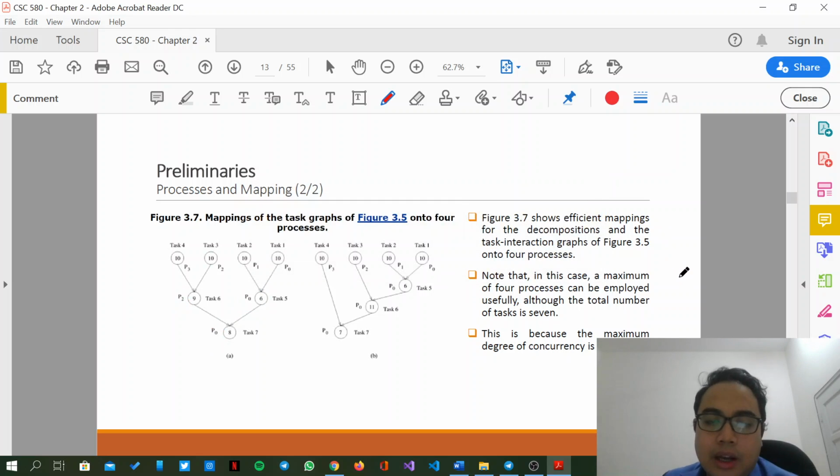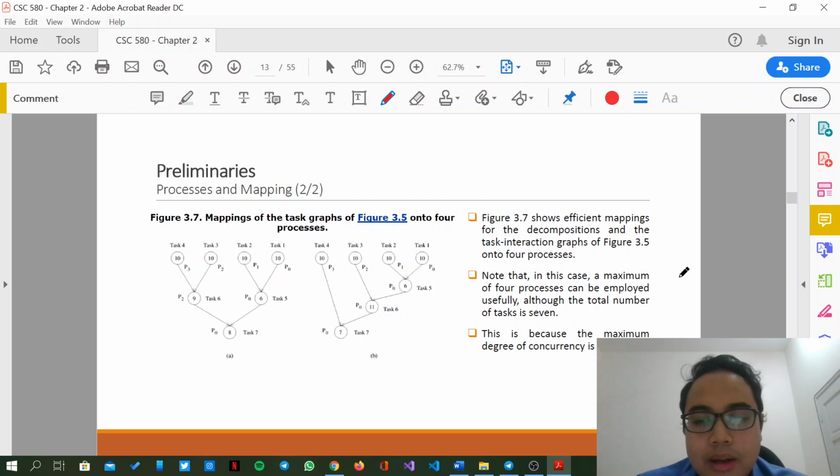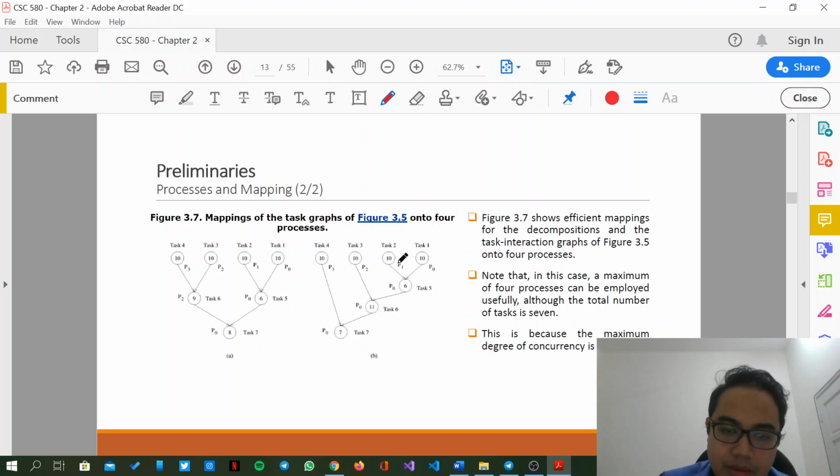Alright. Cuba tengok A dengan B. Between A dengan B, dia punya concurrency lain. Betul tak? Alright. So cara mapping pun akan jadi lain juga. So cuba tengok kat sini P0, P1. So akan simpan kat P0. Okay, then P0, P2 akan simpan P0, P3 dengan P0 akan simpan dekat P0.